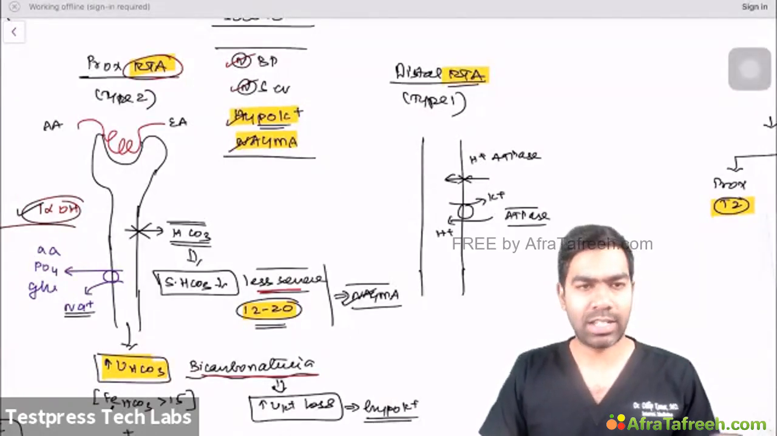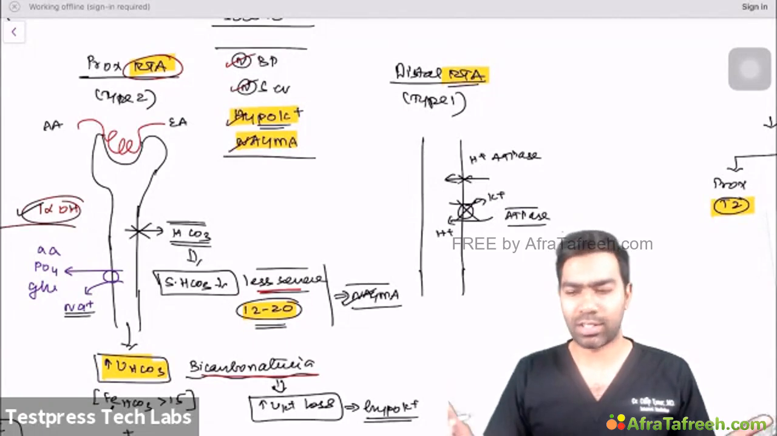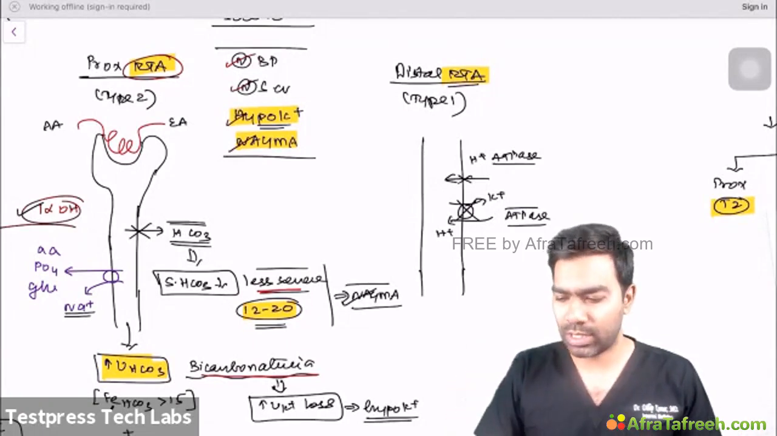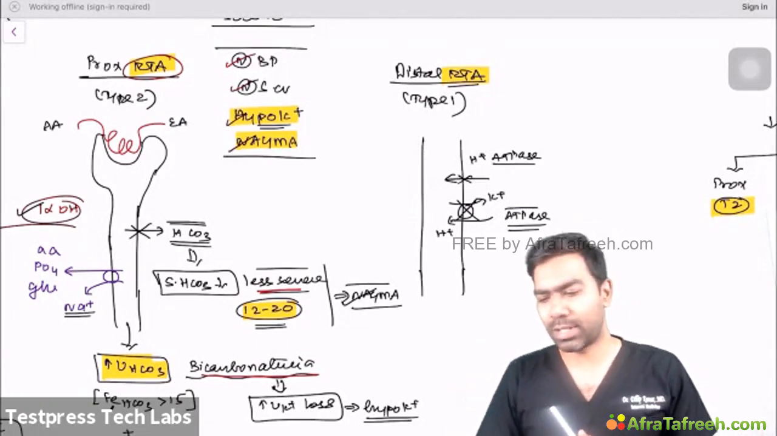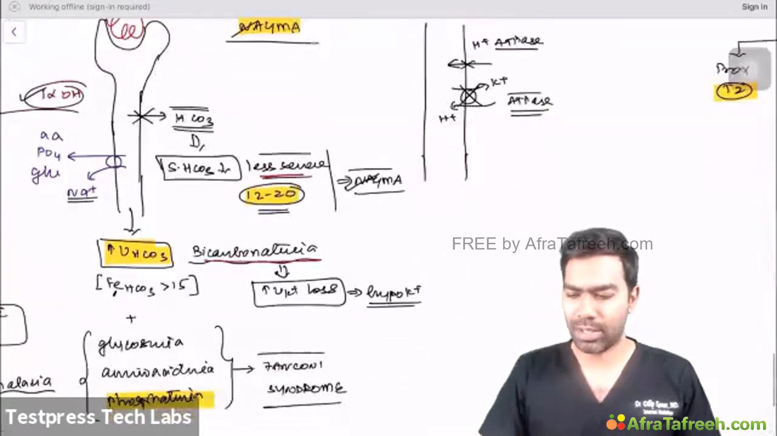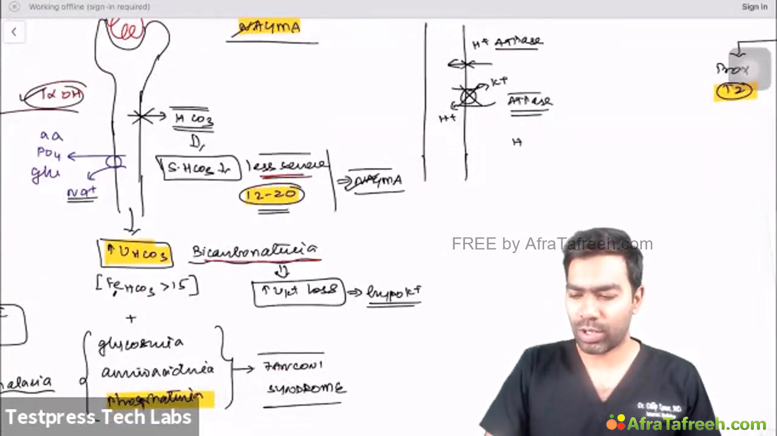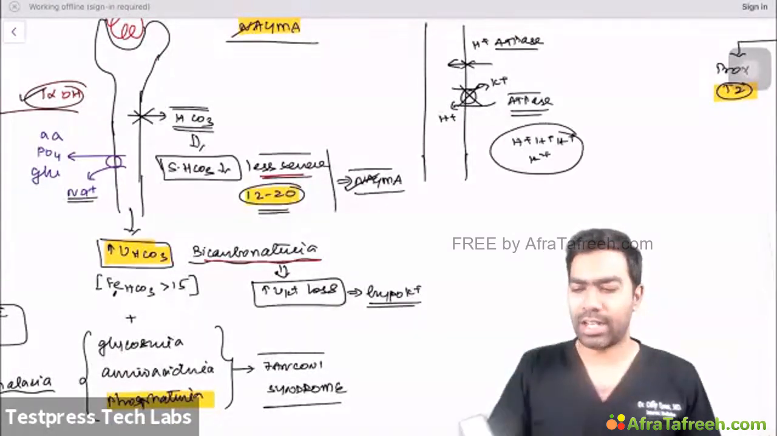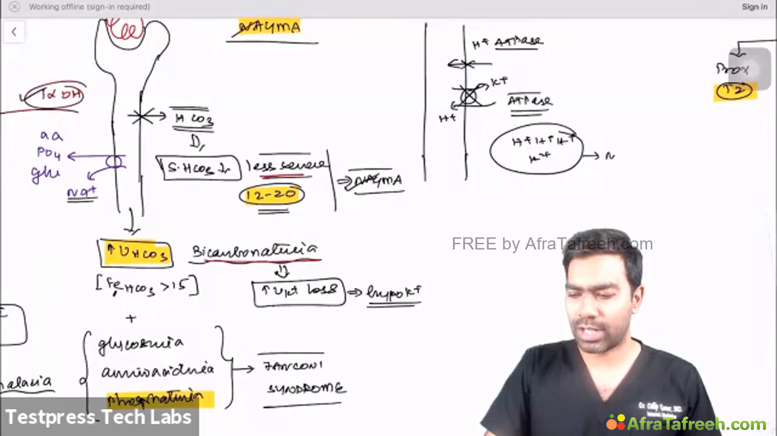And as far as the distal RTA is concerned, the main function that is lost is the H plus excretion. So both of these will take a huge hit, the K plus H plus ATPase as well as the H plus ATPase. So in this setting, what's going to happen? You are going to retain a lot of H plus. So much H plus is retained in the body. So this is going to result in NAGMA, that is normal gap metabolic acidosis.